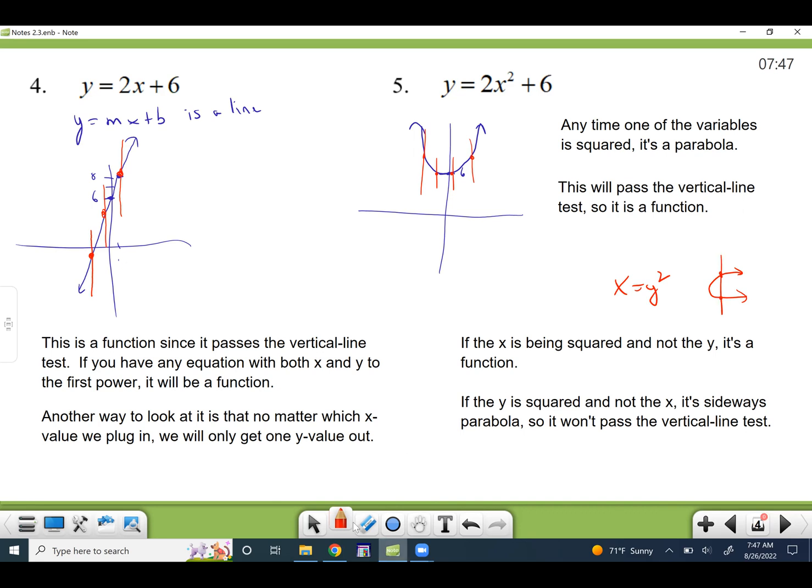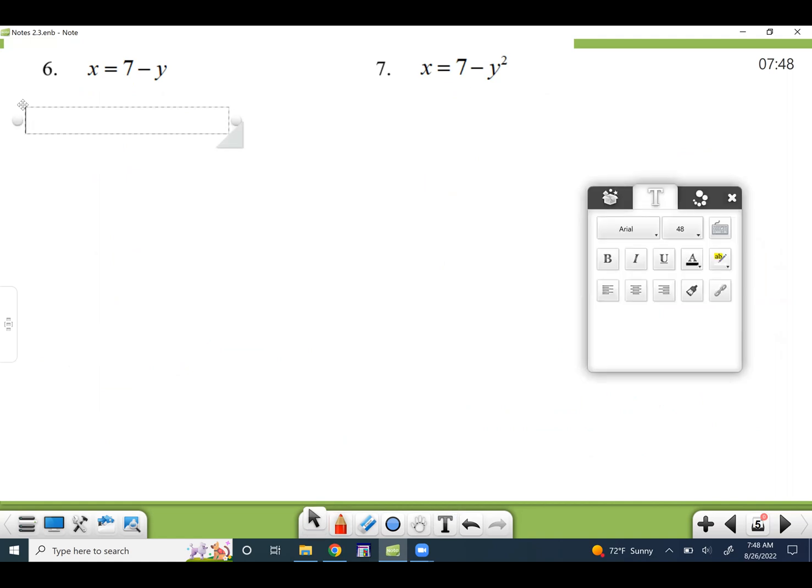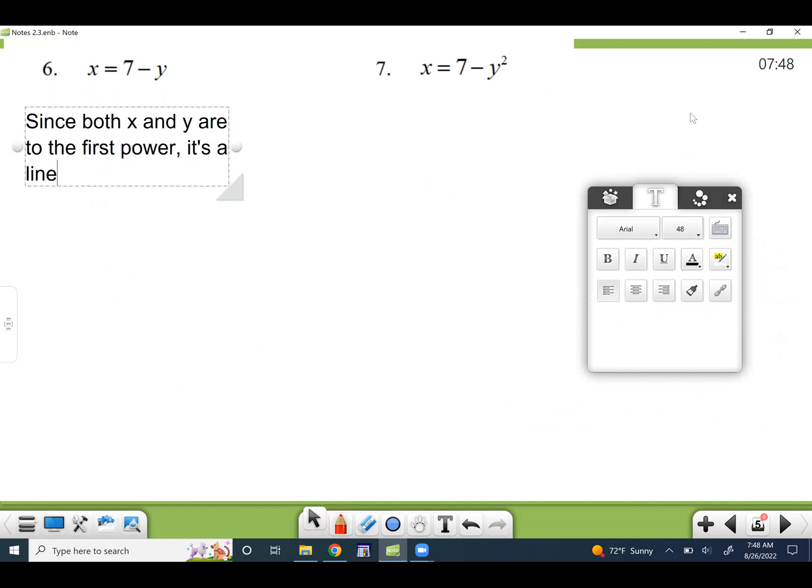Okay. So put that little picture down here to remind you. Okay. All right. Okay, so we're looking at this. It's x to the first and it's y to the first, so it's a line. So it will pass the vertical line test. Okay. Both x and y are to the first power. It's a line, so it will pass the vertical line test.